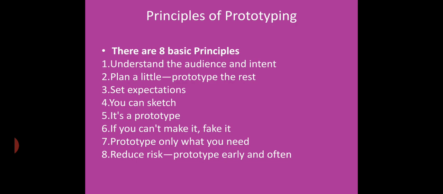plan a little, prototype the rest. That means the next thing after analyzing the customer expectation, you are going to make a plan. That means how you are going to manufacture, what kind of manufacturing method you are using, and then what kind of material you are going to choose. That is the planning. And then the third one is expectation.